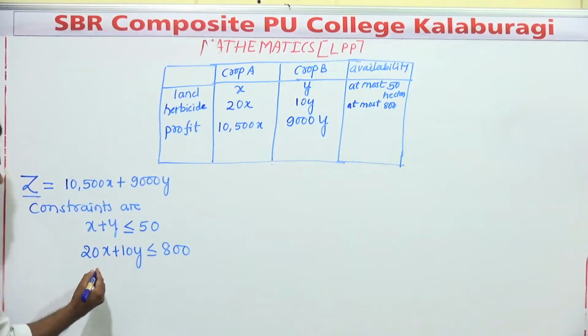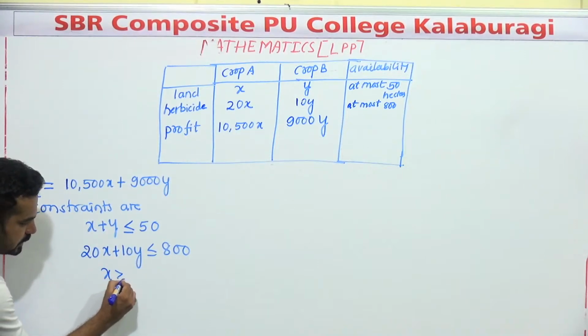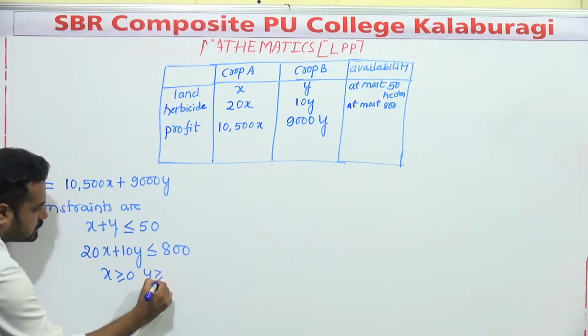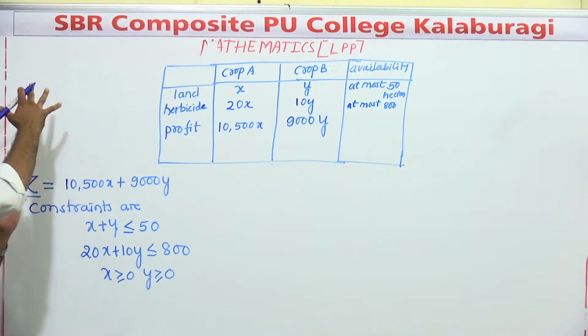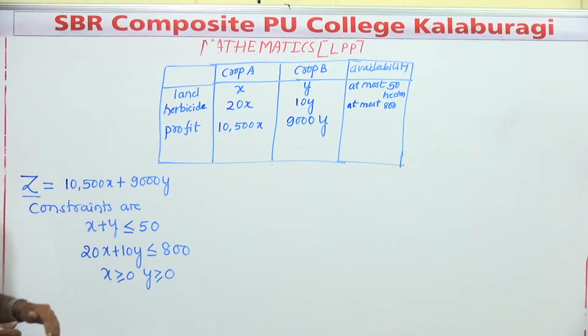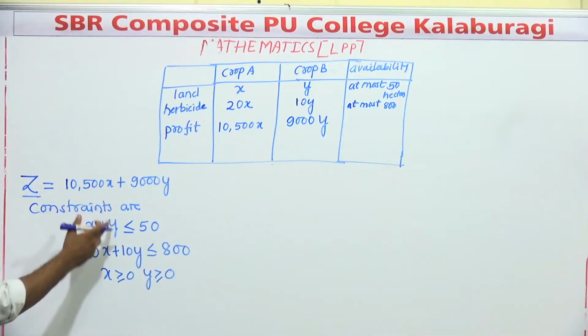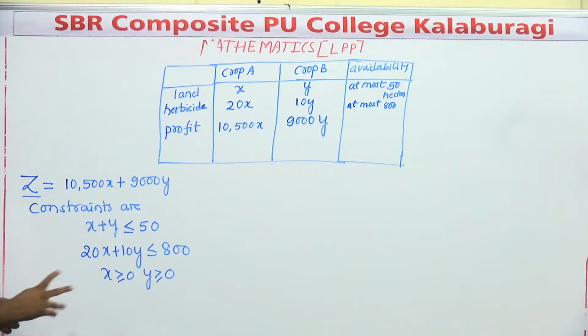And we have two more constraints, that x is greater than or equal to 0 and y is greater than or equal to 0. These are always present. These are the non-negative constraints. Again, we get the same thing that we solved in exercise 12.1. This is our Z and these are the constraints. And we know how to solve this. Now we will solve this one. Is this clear?